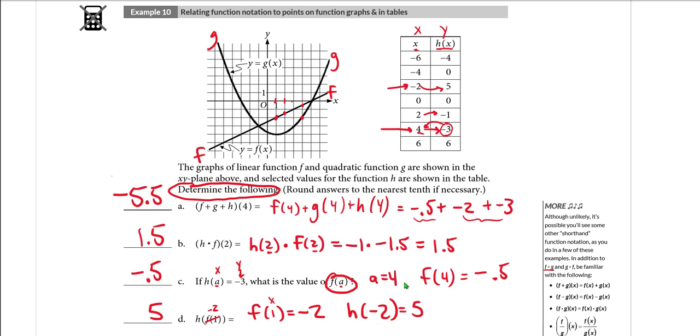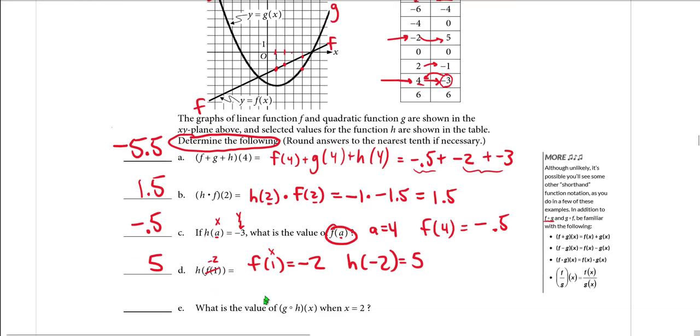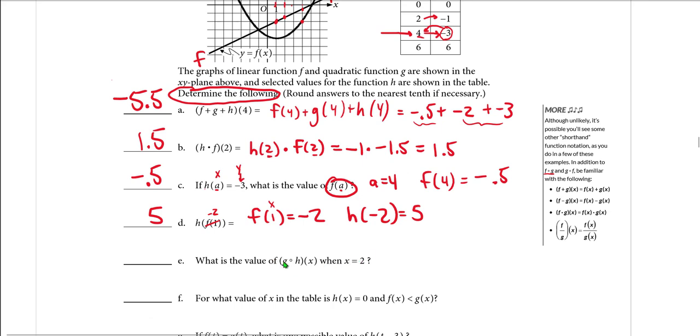In item E here, let's take a look at item E. What is the value? So another composite function. What this means is g of h of, I'm not going to write x because they tell me x equals 2. So I'm just going to write g of h of 2. That's what all of this would mean. So again, x is 2. The composition of the g and h functions when x equals 2 could be written as g of h of 2.